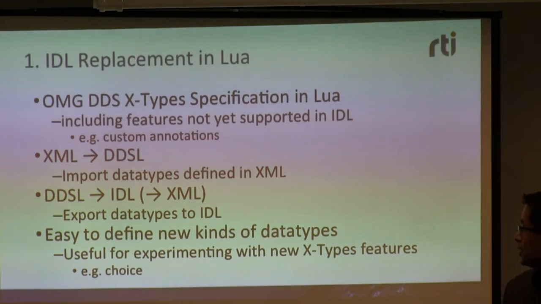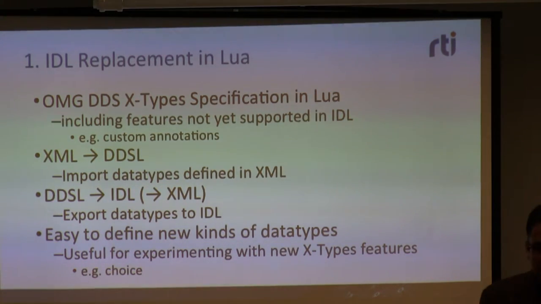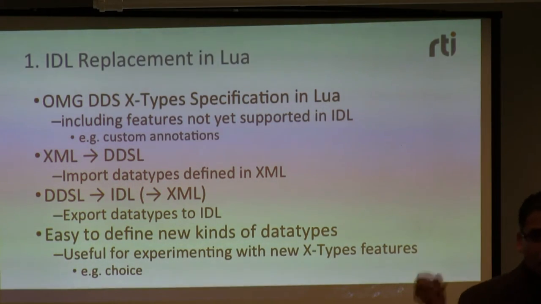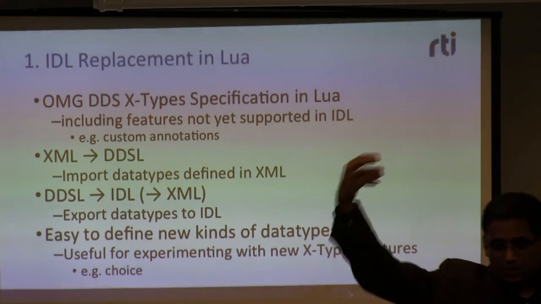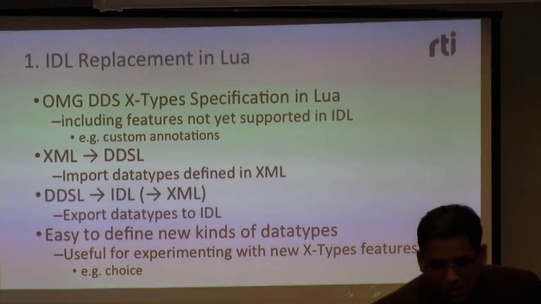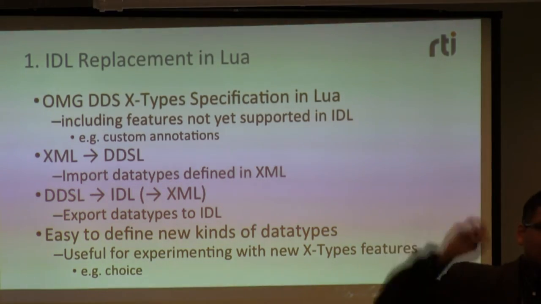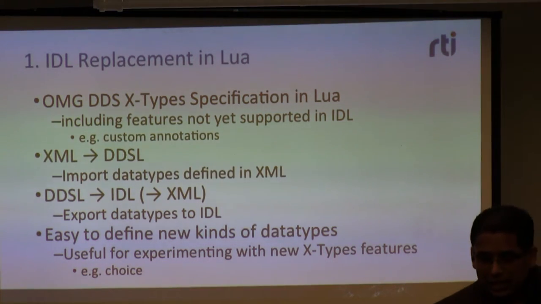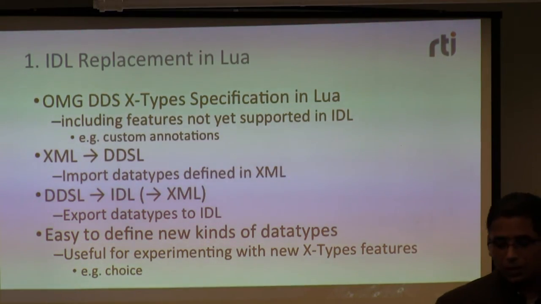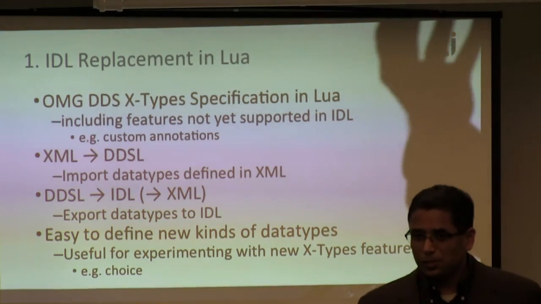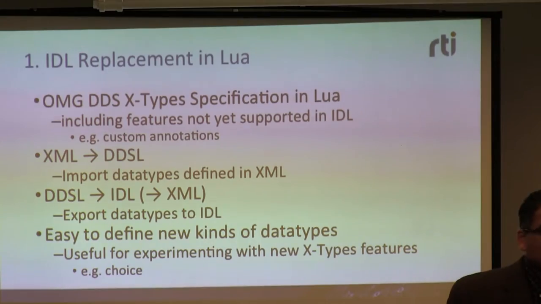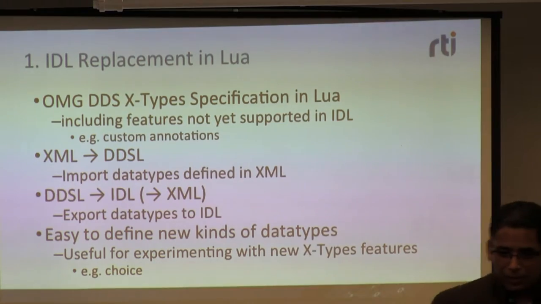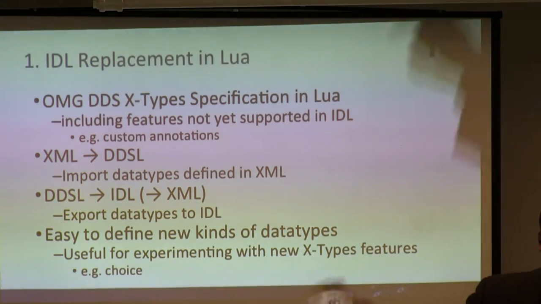So let's go through these points a little bit. An ideal replacement for Lua, essentially. It has, for instance, features that are in the X-Types spec but not in the OMG IDL, which is being changed, so we just added those. You can import data types from IDL by generating an XML and importing that XML, so it has utilities with an XML parser, so you can import it into DDSL. That was a necessity for us to actually build a product. And of course, you can take a DDSL specification like the one I showed you and turn it back into IDL. So you essentially have a full round trip: IDL, XML, DDSL.